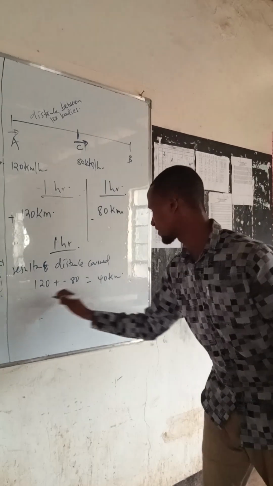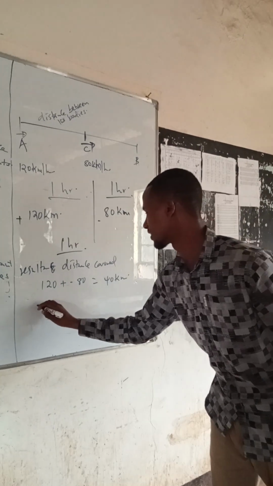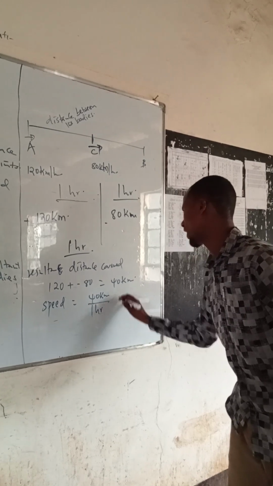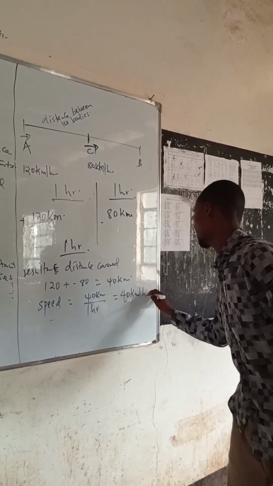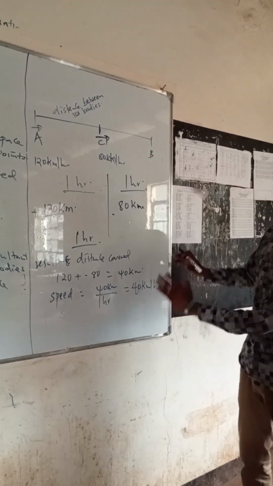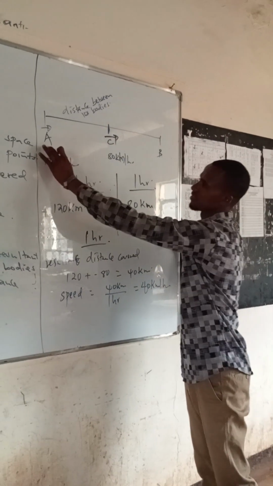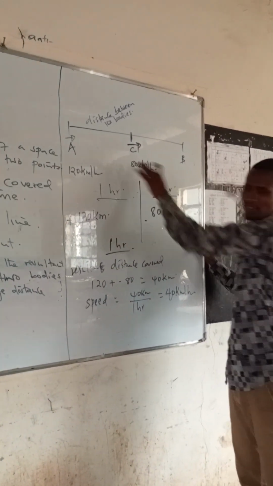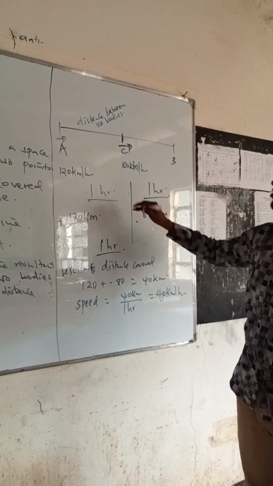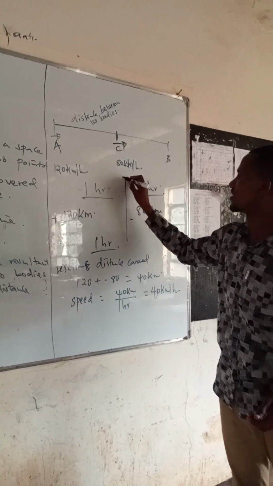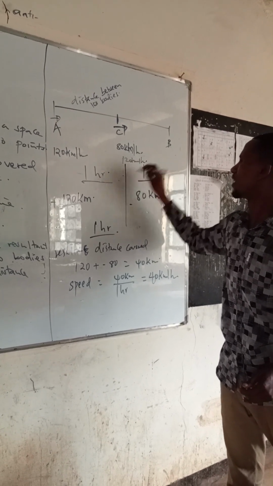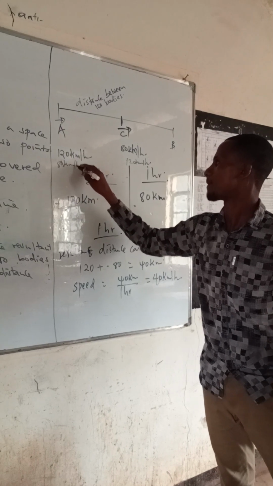And if that is the distance, then speed is equal to 40 kilometers over 1 hour, which gives us 40 kilometers per hour. And because it is positive, it means that at the end of some time, this vehicle will overtake this one. But if, for example, the one that is running away had a speed that is more, say this one had a speed of 120 kilometers per hour, and this one has a speed of 80 kilometers per hour.